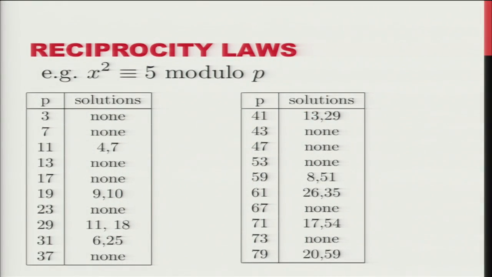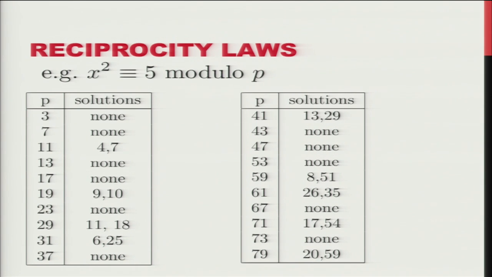So, as I said, this topic goes back to the middle of the 18th century, when people looked at quadratic equations in one variable. So here's a very simple example. X squared congruent to 5 modulo p. So I'm going to let p be a varying prime number. I'm going to ask, when I do arithmetic on a clock with p hours, when is 5 a perfect square?